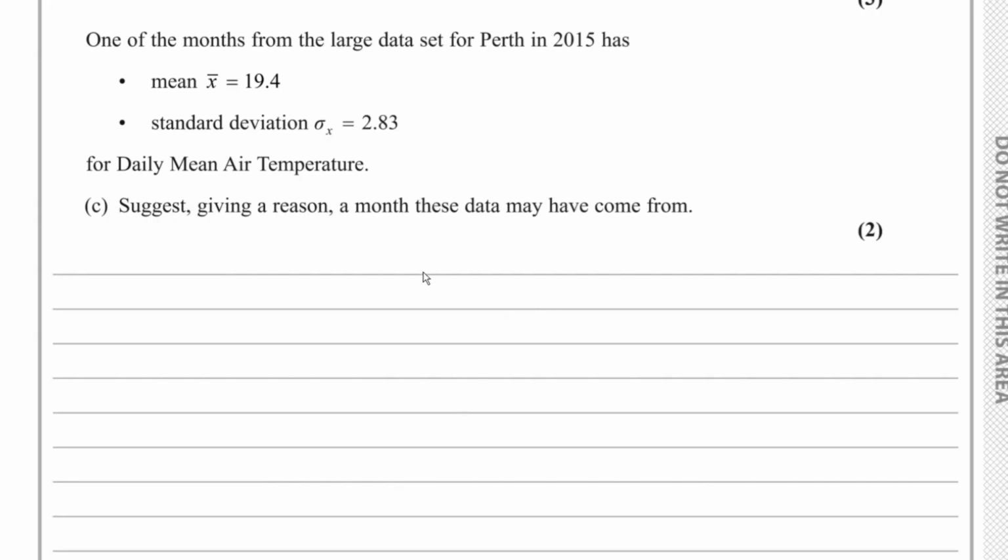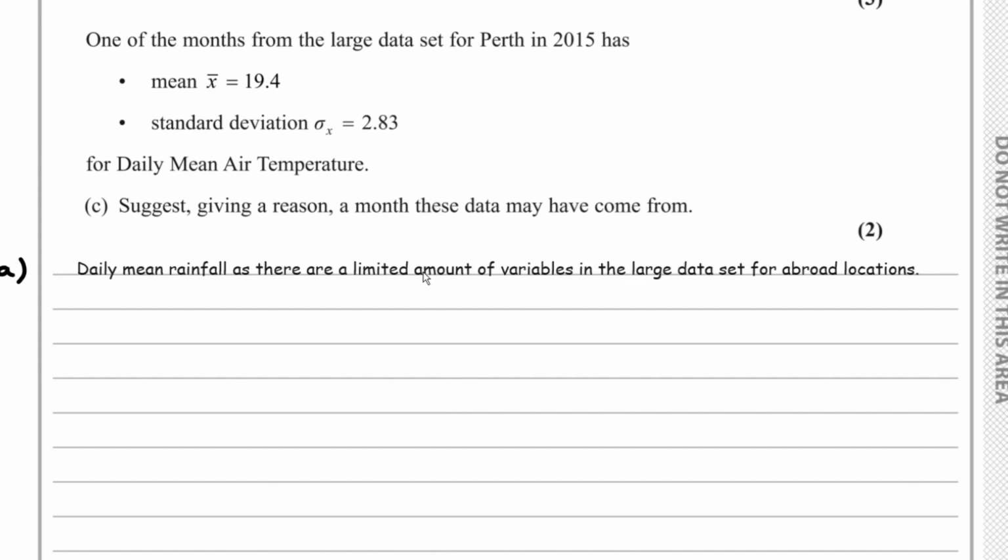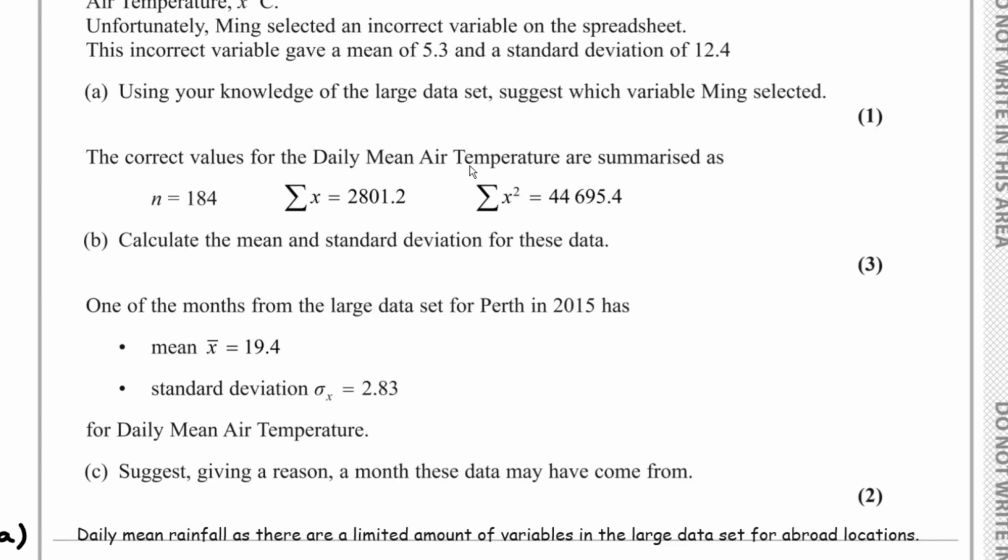So he may have selected daily mean rainfall, and as I said previously, this was because there are a limited amount of variables in the large dataset for abroad locations. The correct values for the daily mean air temperature are summarized as n equals 184. The sum of the x's is equal to 2801.2, and the sum of the x squared is equal to 44,695.4. Part B. Calculate the mean and standard deviation for these data.